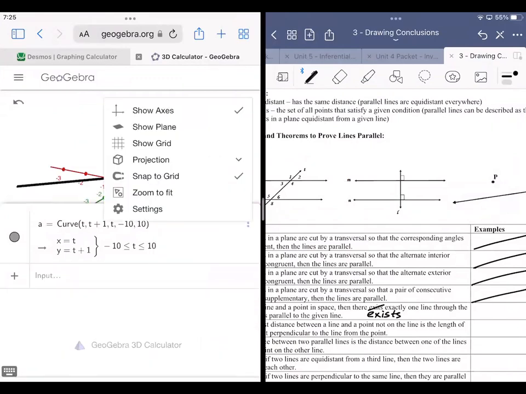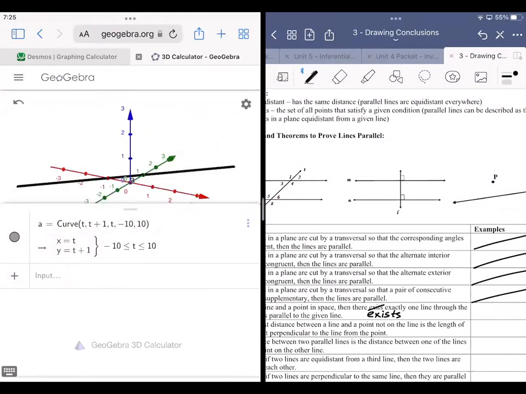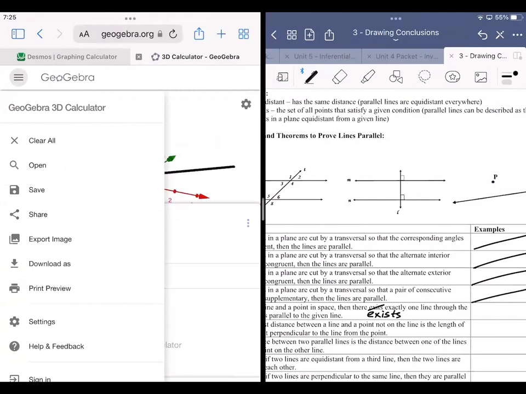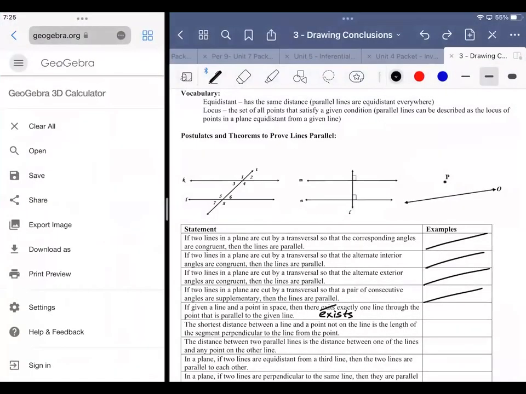Let me try hitting settings here. Show plane. Don't show plane. That was a waste of time. Annoying. You know what I can do? Let me just pause the recording real quick. I'll show you on the.